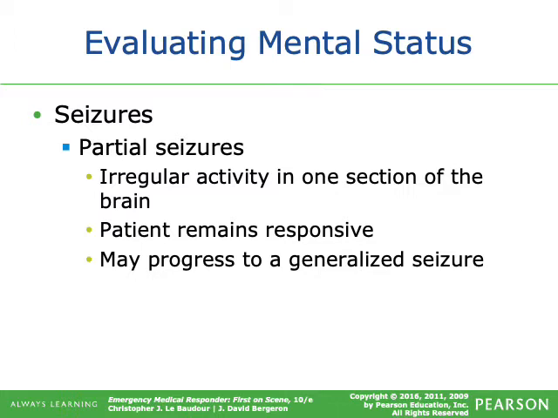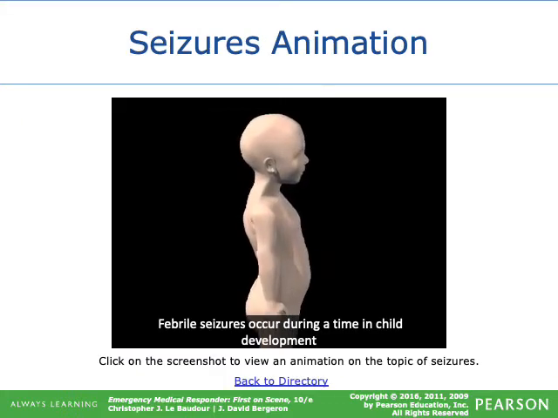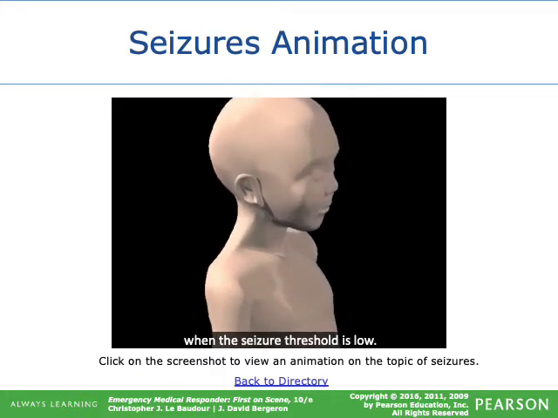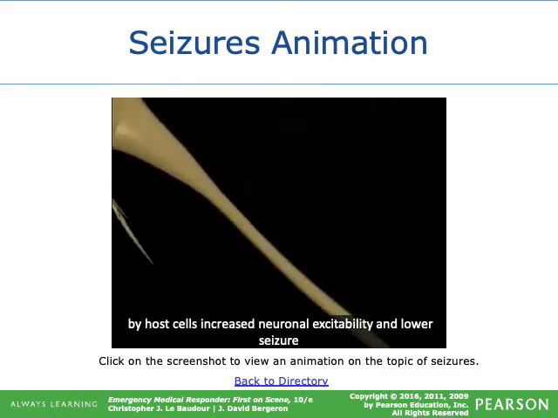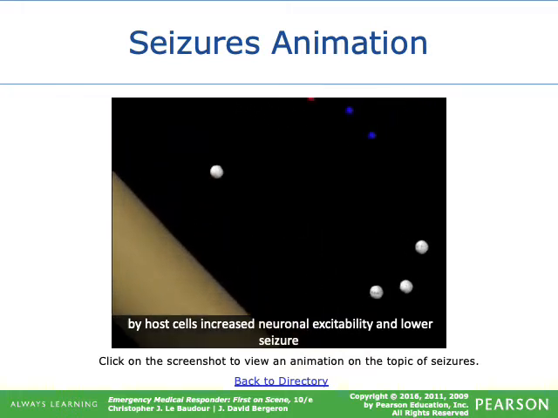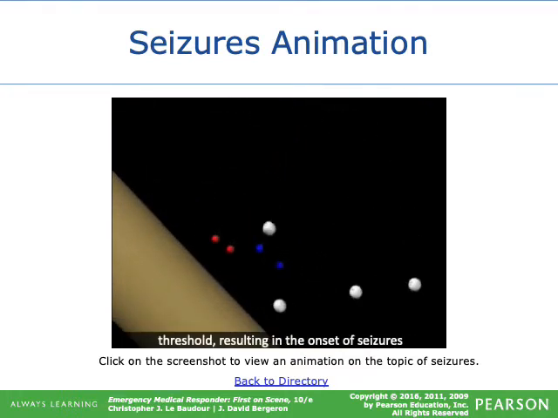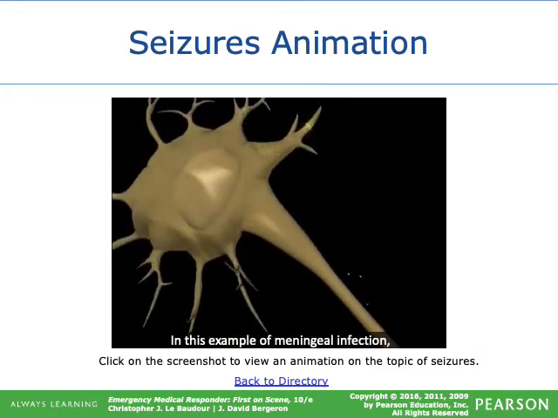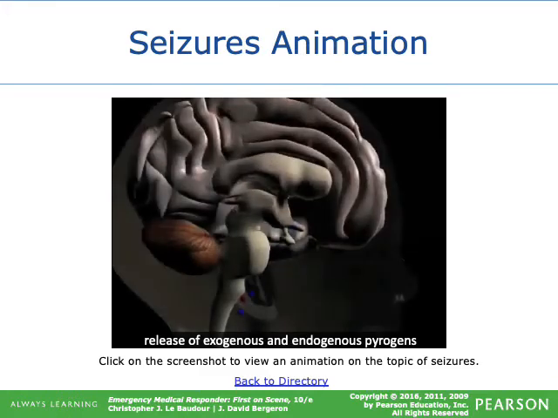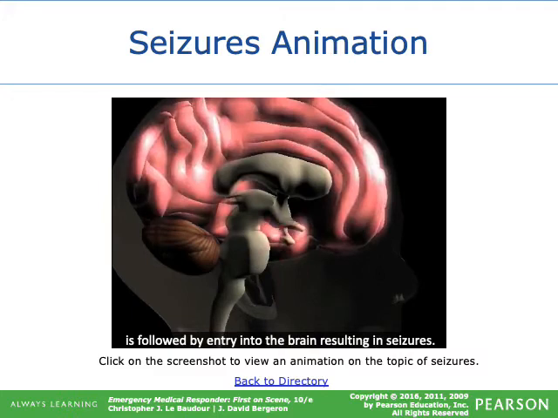Partial seizures are an irregular activity in one section of the brain. The patient remains responsive. It may progress to a generalized seizure. Febrile seizures occur during a time in child development when the seizure threshold is low. It is postulated that the endogenous pyrogens, released by infectious organisms, and the release of cytokines by host cells increase neuronal excitability and lower seizure threshold, resulting in the onset of seizures in the febrile pediatric patient. In this example of meningeal infection, release of exogenous and endogenous pyrogens is followed by entry into the brain, resulting in seizures.